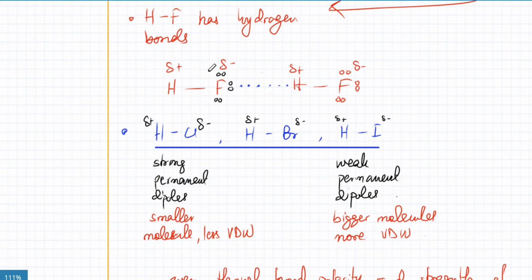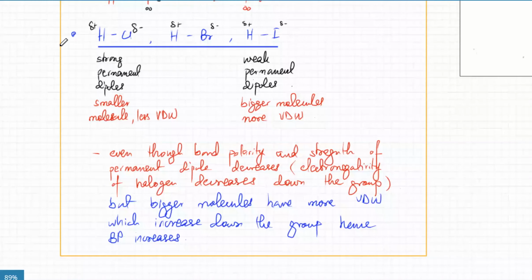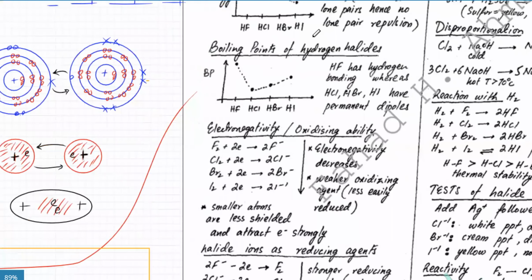And then the melting and boiling points, etc. HF has hydrogen bonds, while HCl, HBr, HI have permanent dipoles and van der Waals forces, which increase down the group, which is why the HI molecule has a higher boiling point compared to HCl, but HF has hydrogen bonds. So that is one thing that we did.